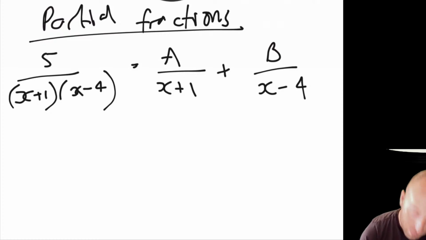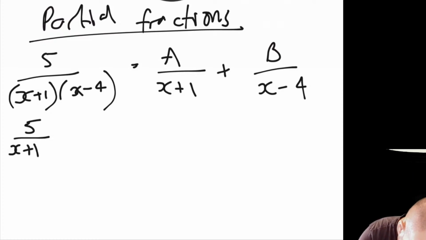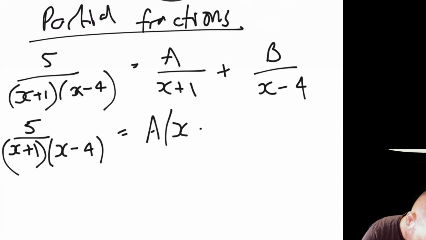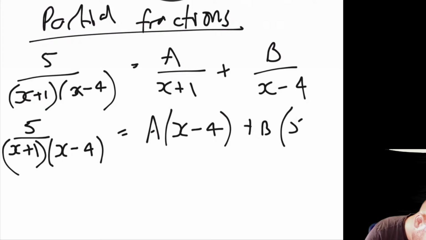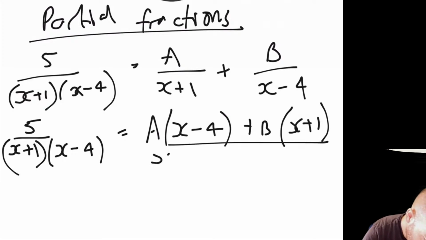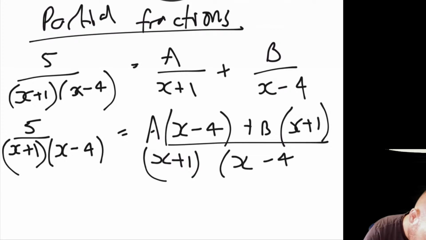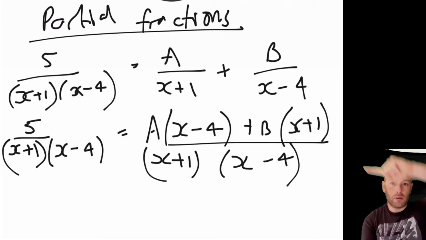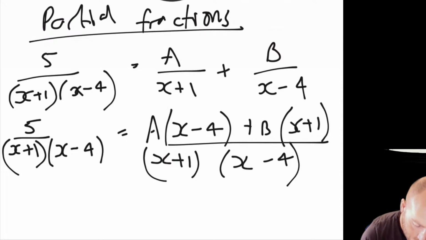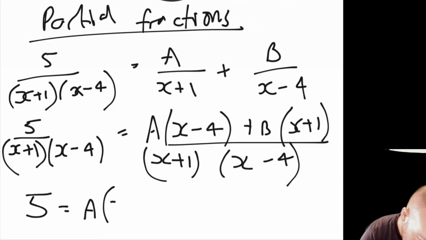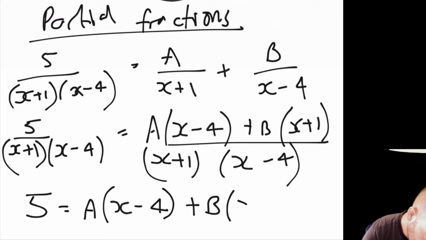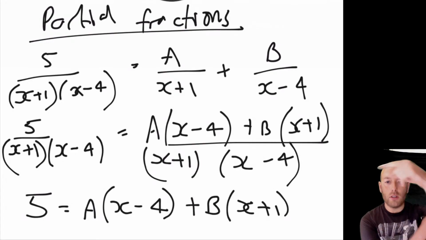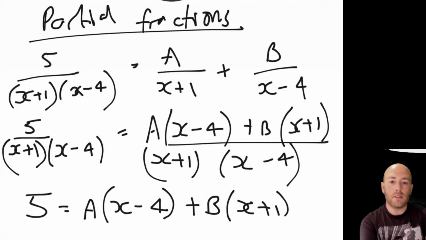So I'm going to cross multiply and add the two fractions together. So we get 5 over (x plus 1)(x take 4) equals A(x minus 4) plus B(x plus 1), all over (x plus 1)(x minus 4). So we've cross multiplied and added them. When you get comfortable with these, you can skip this step and go straight to the step I'm about to write. So I would normally go straight to 5 equals A(x take 4) plus B(x plus 1), because if they've got the same denominator, we can just equate the numerators.